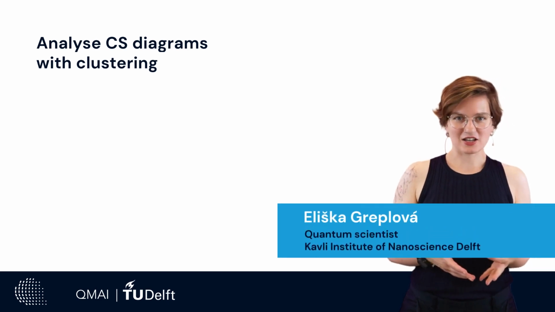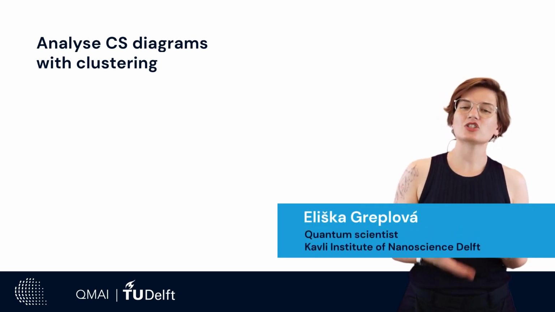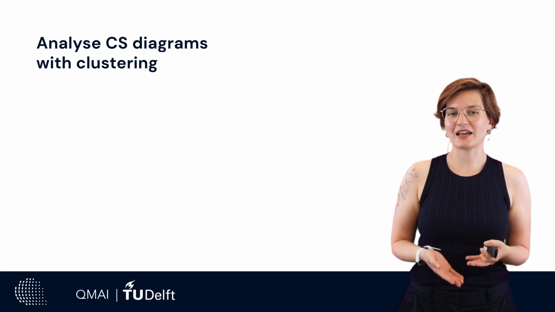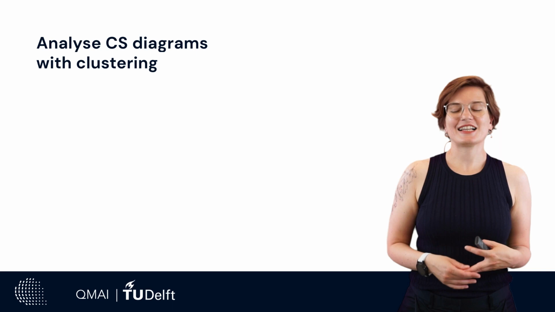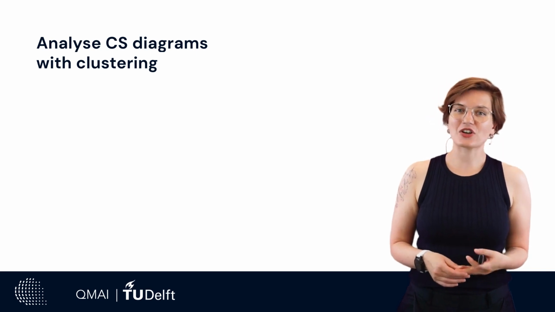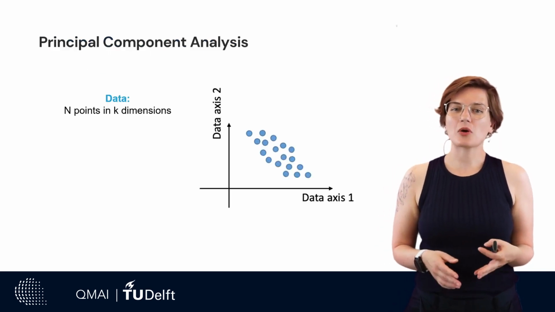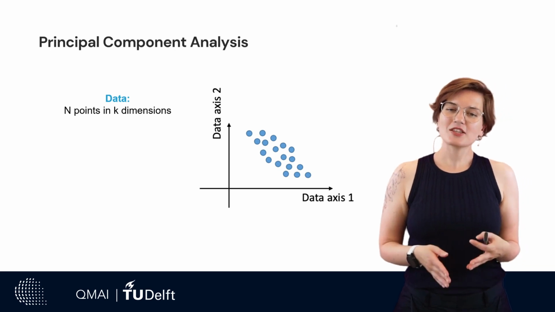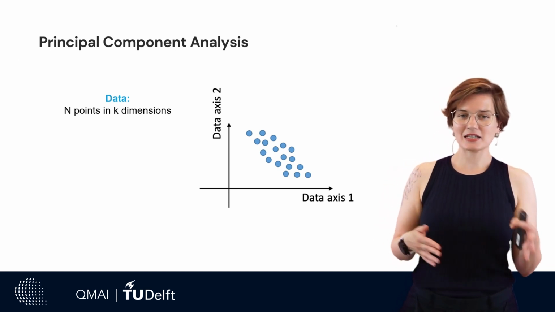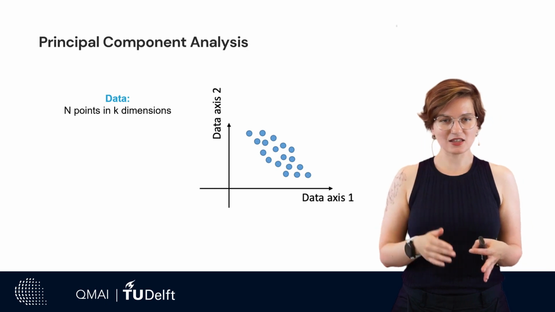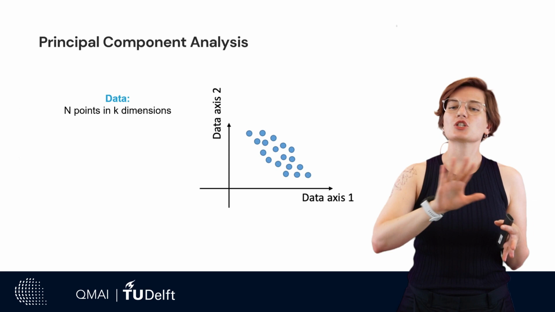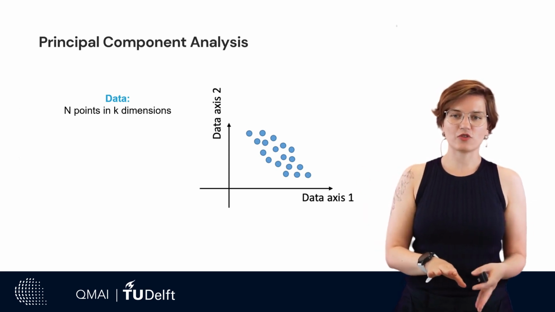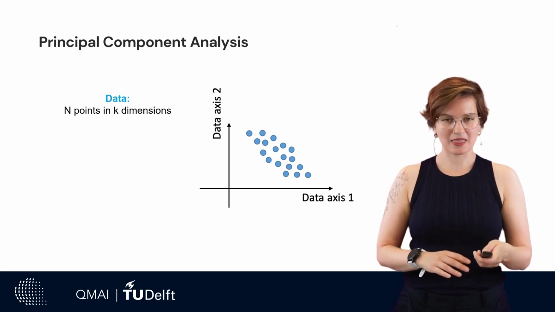So let's begin to look at some simple data restructuring. Specifically, we will try to analyze charge stability diagrams with a very simple clustering technique. The technique we are going to consider is the so-called principal component analysis. Imagine that you have some high-dimensional, large data sets, so we will have n points in k dimensions. I just plotted some dummy points here for you on the two axes.